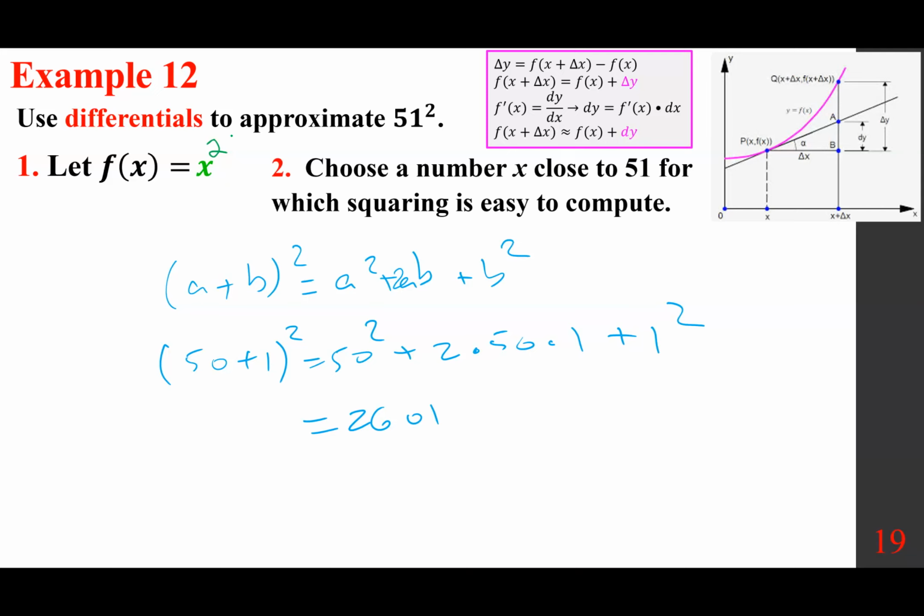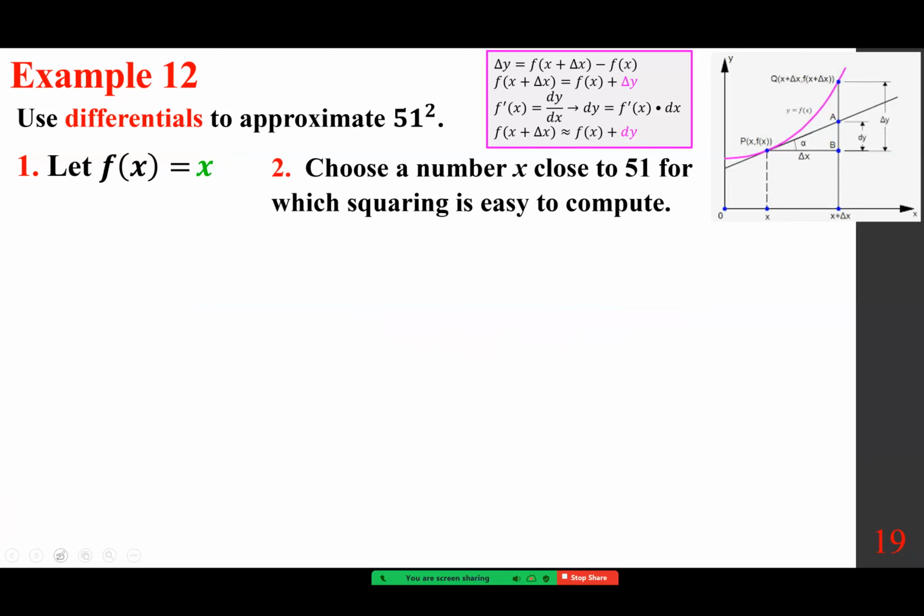The second one is, choose a number x close to 51 for which squaring is easy to compute. What is the closest number you can think of to 51? You can square it without a calculator. Anybody? That would be 50, because 50 squared is 2,500. Everybody knows that. And so what is delta x? We want to go from x, which is 50, to 51. Delta x or dx is the difference of the two, and it's positive 1.